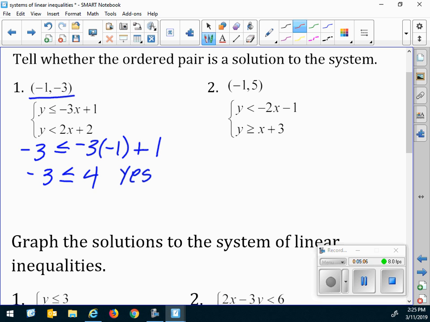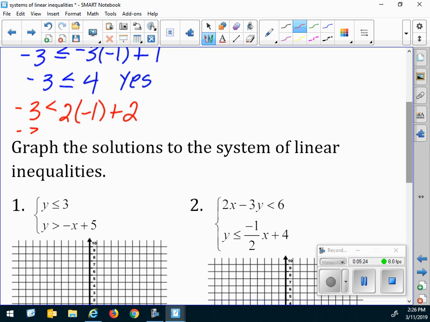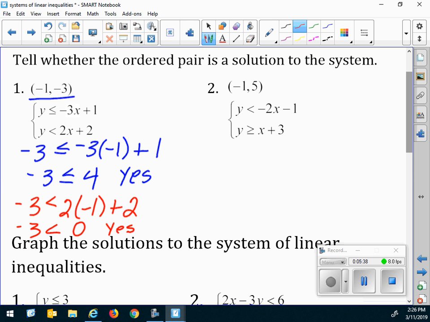Now let's do the other one. What if this one was a no? Do we have to check the other one? No, we sure don't. So let's check the other one. Is negative 3 less than 2 times negative 1 plus 2? You sure? Because what do I get on the right side? What's 2 times negative 1? Negative 2 plus 2. Is negative 3 less than 0? Yes. So, is that point a solution? You're going to do this. Negative 1, negative 3 is a solution.